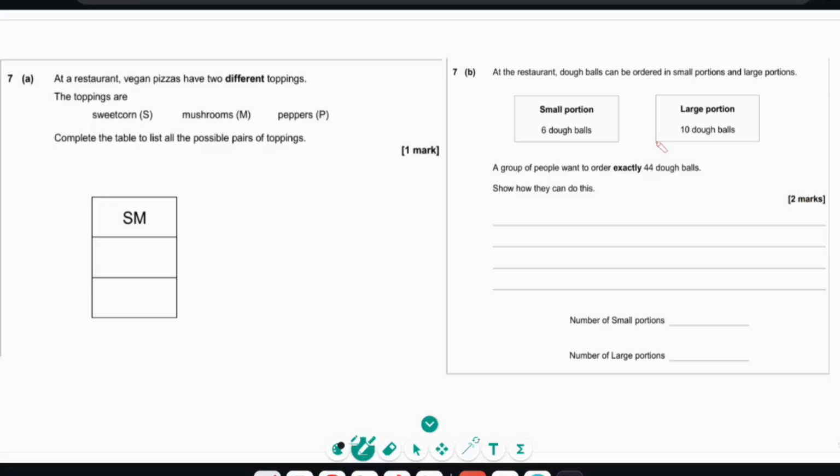At a restaurant, vegan pizzas have 2 toppings. Toppings are sweet corn, mushrooms, peppers. Complete the list to show all the possible pairs of toppings. So sweet corn and mushrooms, sweet corn and peppers, or mushroom and peppers.